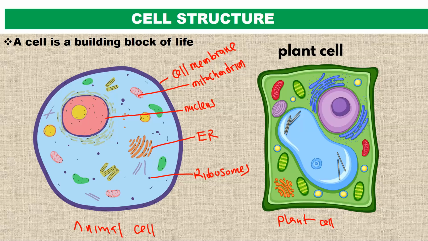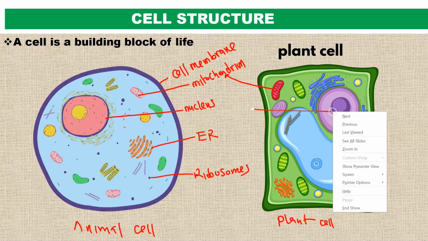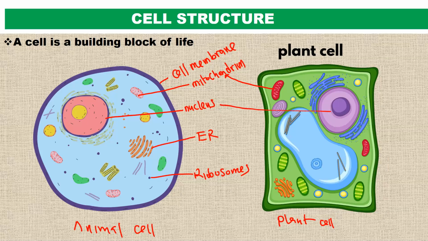Now, on the plant cell, this is the mitochondrion as well. Then the inside part is the vacuole, but I'm going to point at the nucleus as well. So this inside part is the nucleus. Then we have these, which are Golgi apparatus. Let me just label this as the chloroplast.